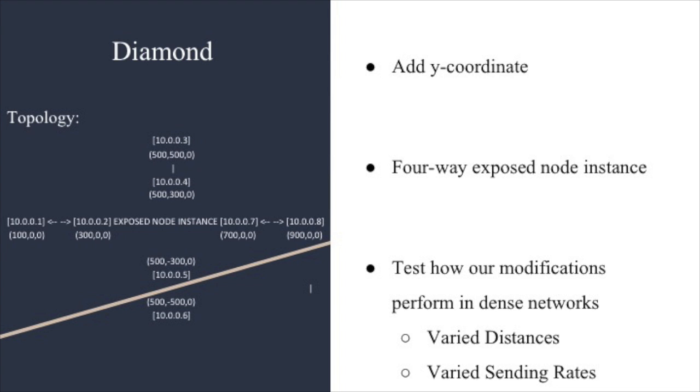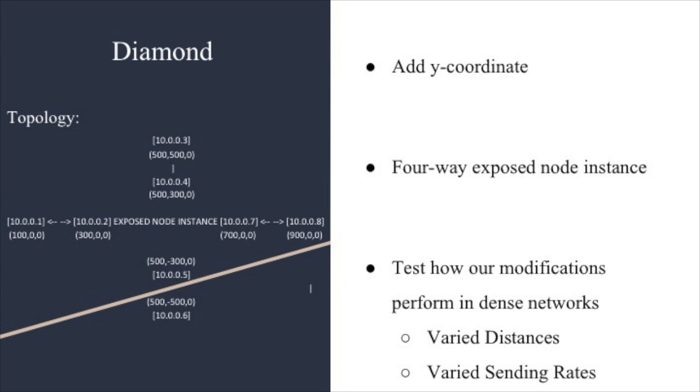So finally, this brings us to our diamond topology, where we add a y-coordinate in the exposed node instances. So we did add a y-coordinate previously with the L-shaped topology, but now we want to see how our protocol scales with the number of instances of the exposed node problem. So if you look at this topology, you now have a four-way exposed node instance where any given sender can perceive multiple other senders, and the receivers are only able to perceive their one sender.